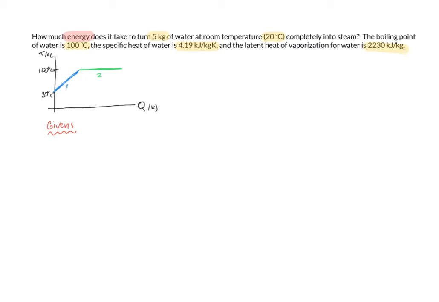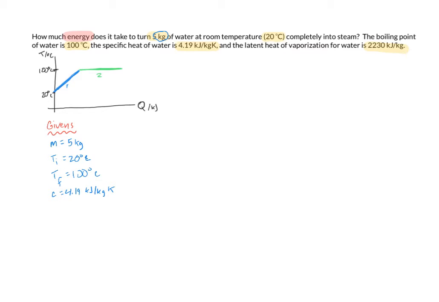I can list my givens out. I'm going to start by listing them out for part 1. So for section 1, the mass of my water is 5 kilograms. And the water is going from its initial temperature of 20 degrees Celsius to its final temperature of 100 degrees Celsius. I also know that its specific heat is 4.19 kilojoules per kilogram Kelvin. So those are all of my givens for this first section of my problem, where we're heating the water up.